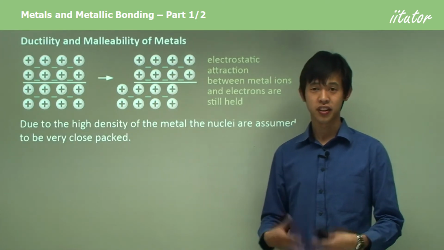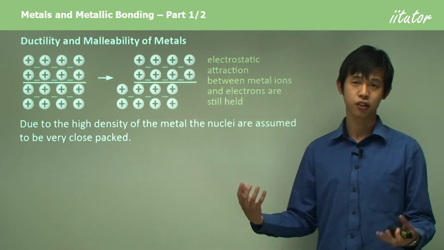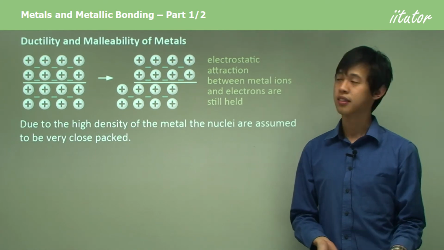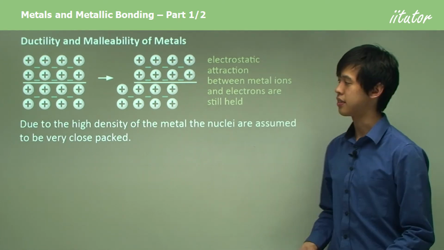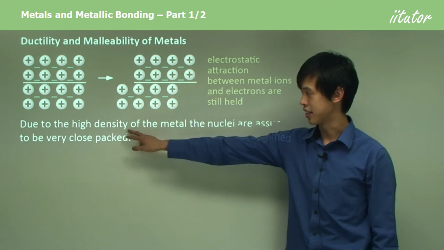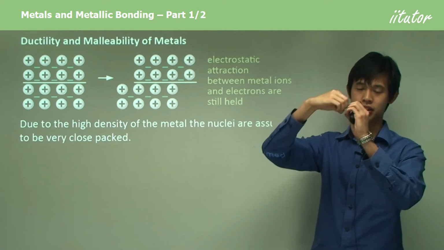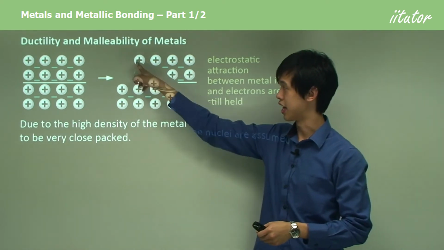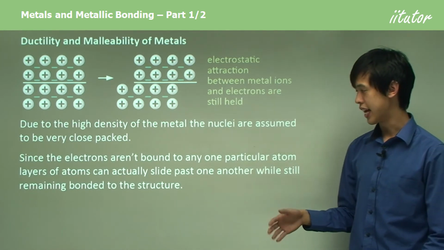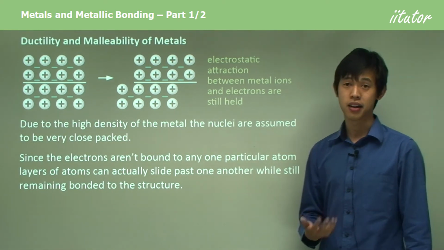The electrical conductivity we've just explained, but what about ductility, malleability? How come they exist? Why doesn't the lattice explode into a million pieces when we hit it, like a diamond does? Why does it just bend and warp? So that's our next question. Because each of the ions is really closely packed, because it's a highly dense material, the nuclei are very close together. The nuclei, so these guys, are quite close together. Now, since the electrons aren't bound to any particular atom, layers of atoms can actually slide past one another while still being bound to the structure.